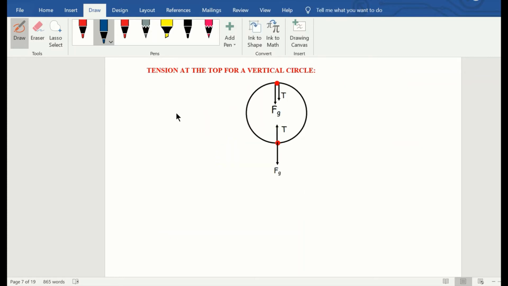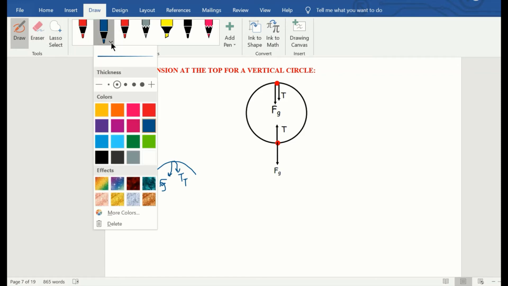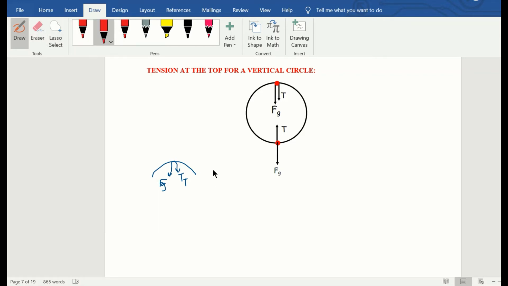Now let's look at tension at the top for a vertical circle. So we are considering this part right here at the top. Here's the weight, and we have the tension. Let's call it T subscript T. That's tension at the top. Now we want to derive an equation for tension at the top.